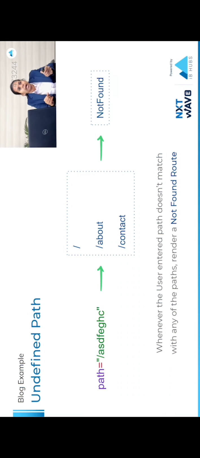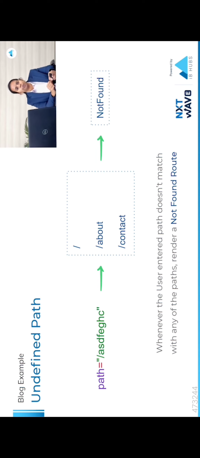Right now if you enter some undefined path, no component will be rendered because there's no component corresponding to it, so it's empty. So what will happen exactly? It will check in the list of defined paths. If there is no match, it results in not found. Whenever the user enters a path which does not match the existing ones, we have to render the not found route. If it's present in the defined paths, we display the corresponding component. If it is not present, we show a not found component.